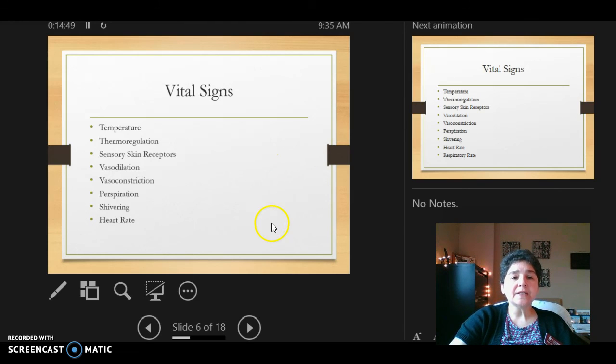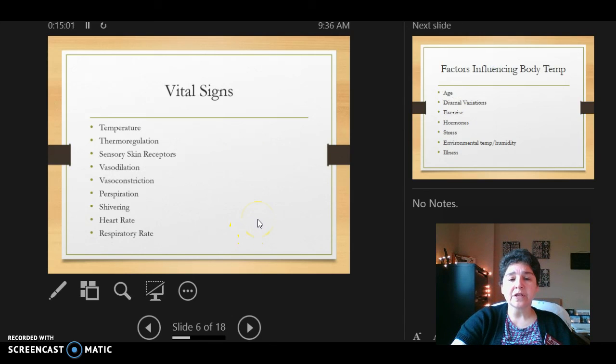The heart rate is also a vital sign, so looking for the pulse rate, we'll be practicing that a little bit more, and then of course our respiratory rate, so how many respirations we have.